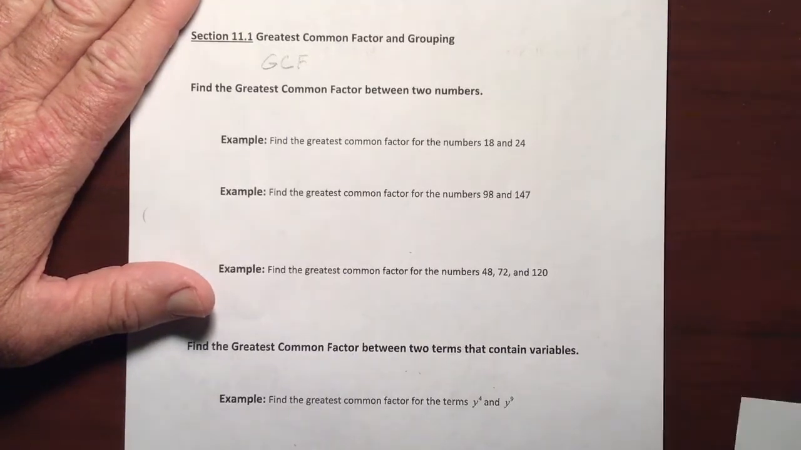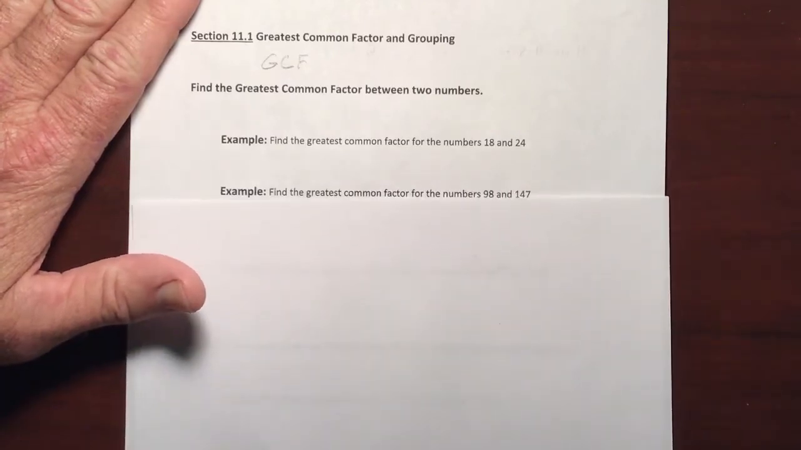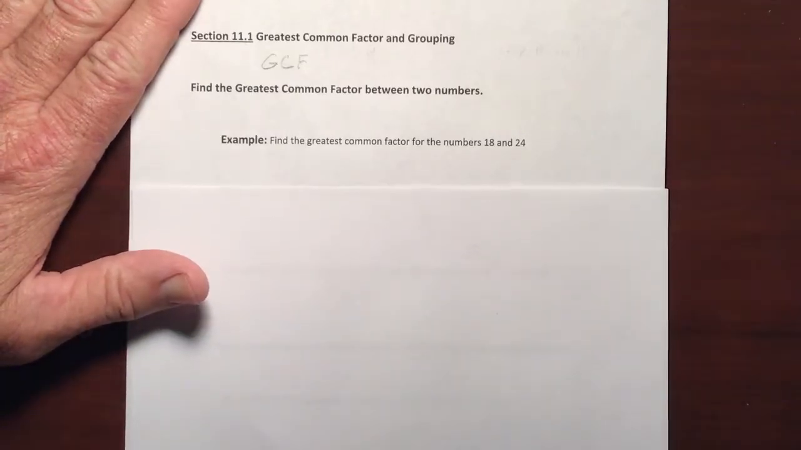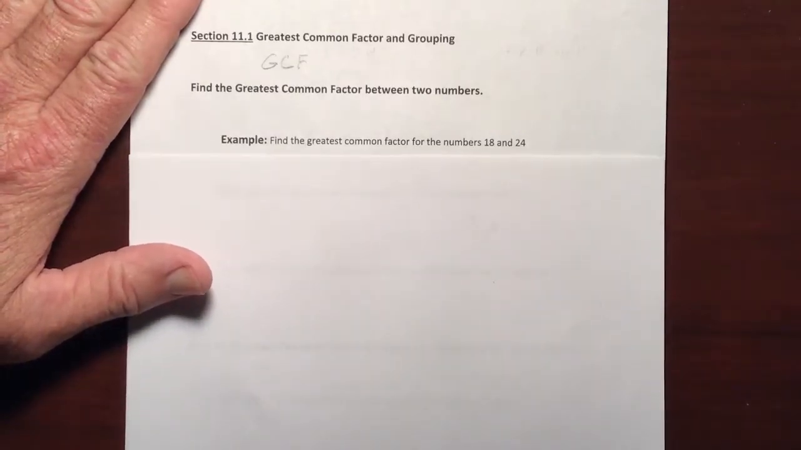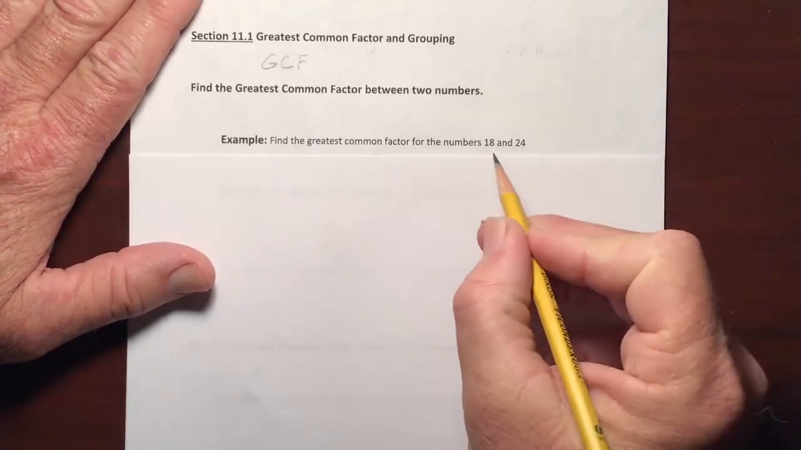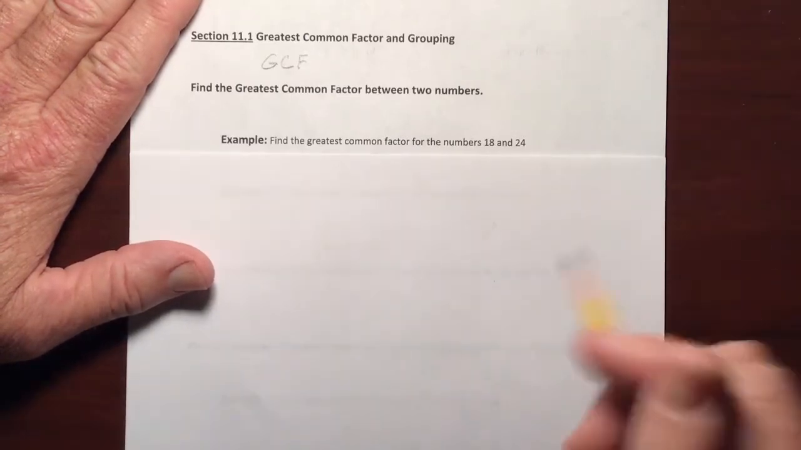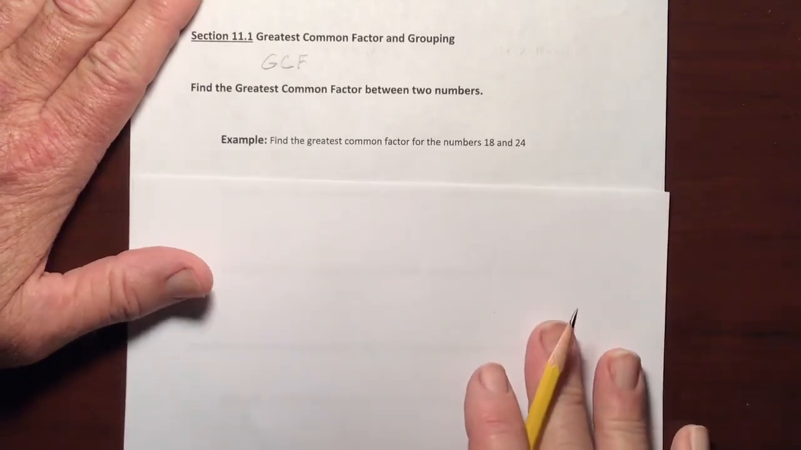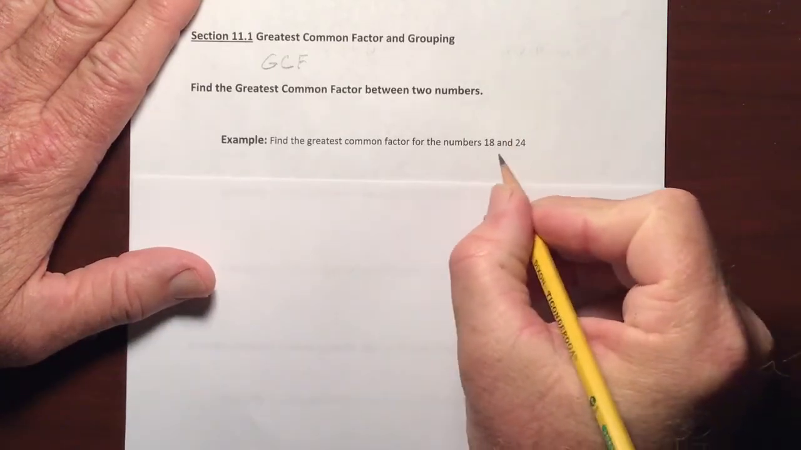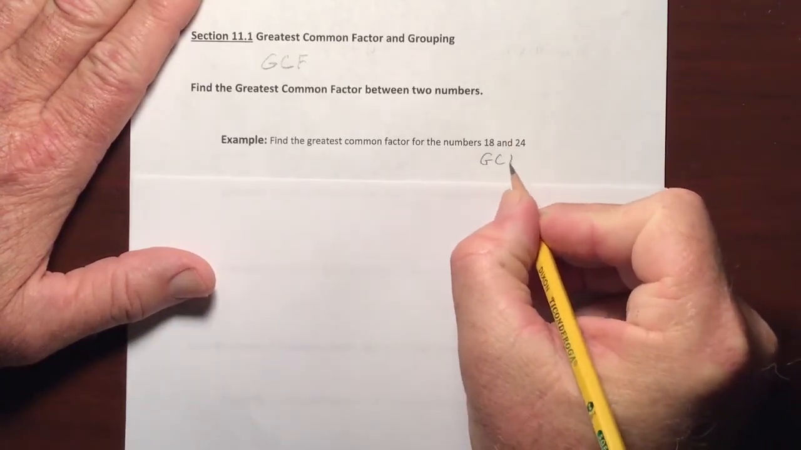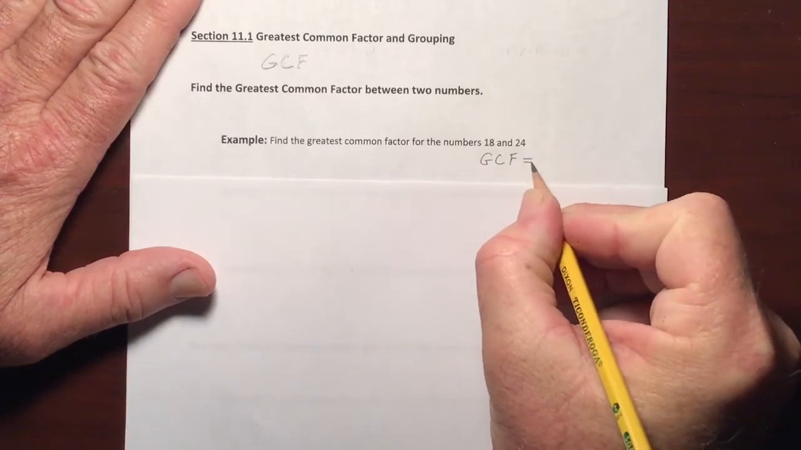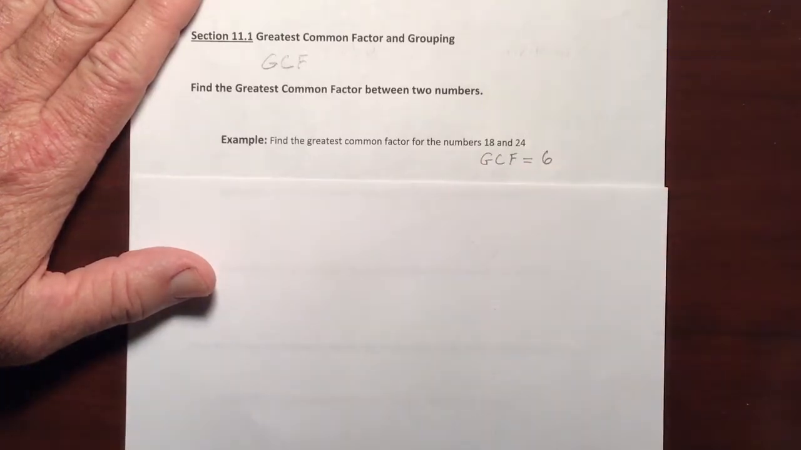So the first one we're going to do here is define the greatest common factor. Remember, what I'm looking for is the largest number that will go into 18 and 24. Most of the time, you can just look at them and run the numbers real quick and figure it out. Like this one, the GCF is going to be 6, because that's the biggest number that's going to go into 18 and 24.